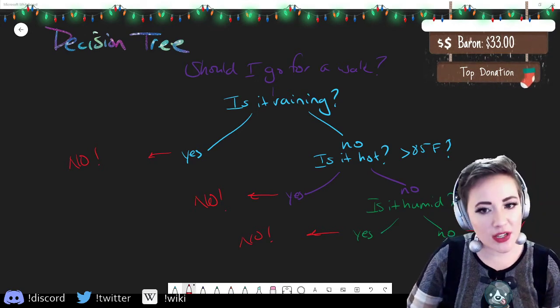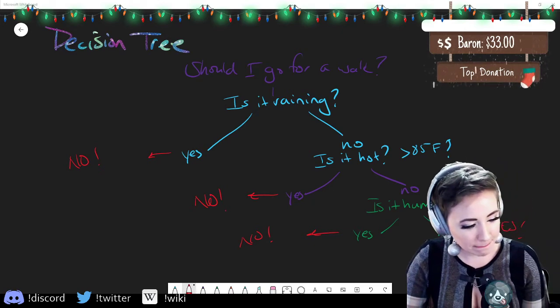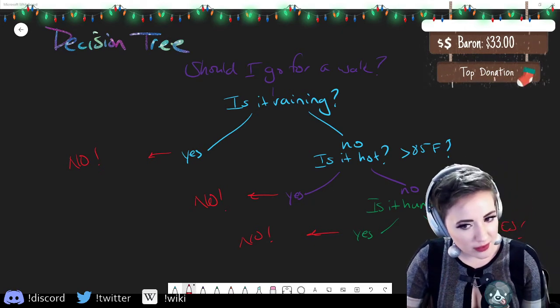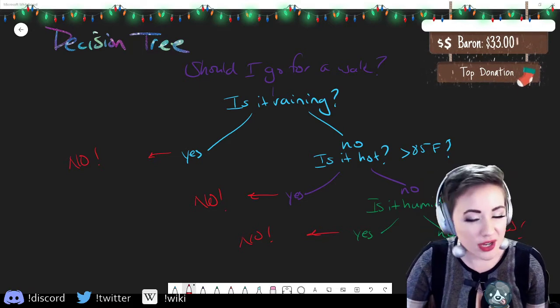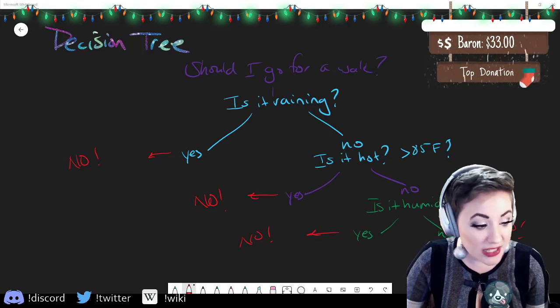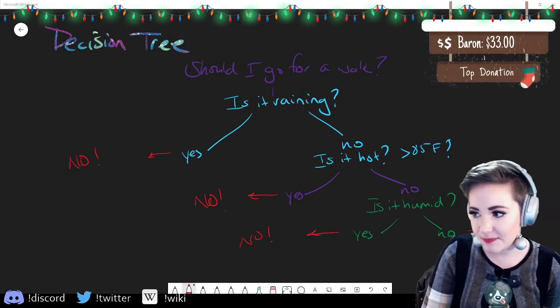If we knew all the questions, we could just write an if-then. However, 99.9999999% of the time, we're not going to know what questions to ask. And that's where the beauty of a decision tree comes in.